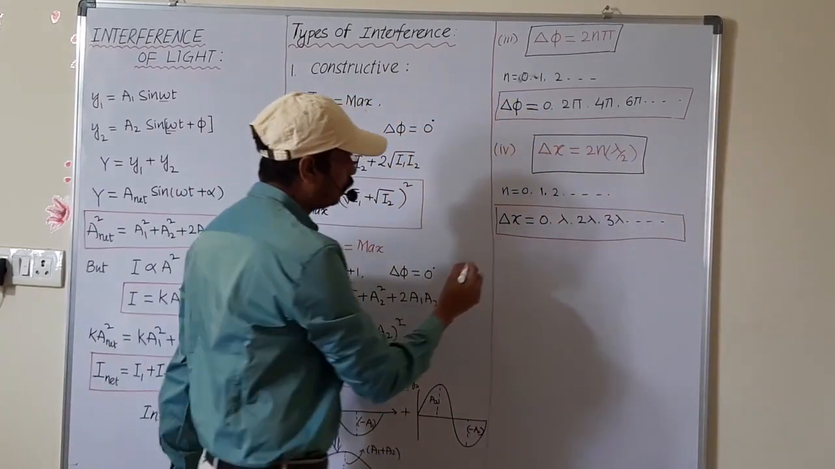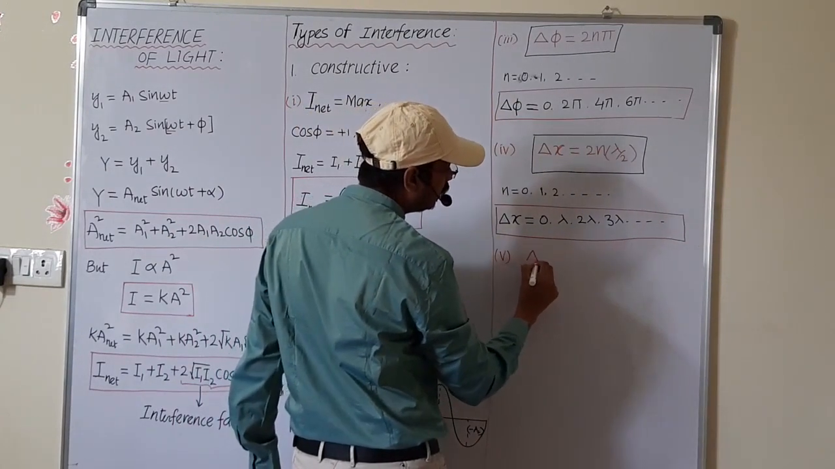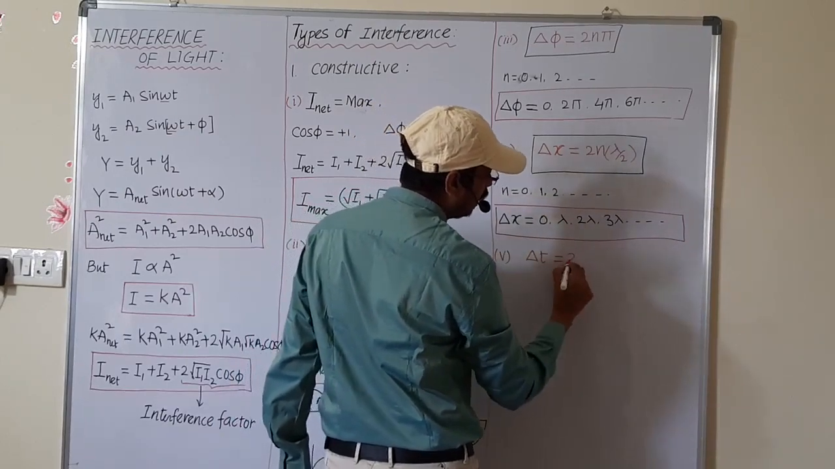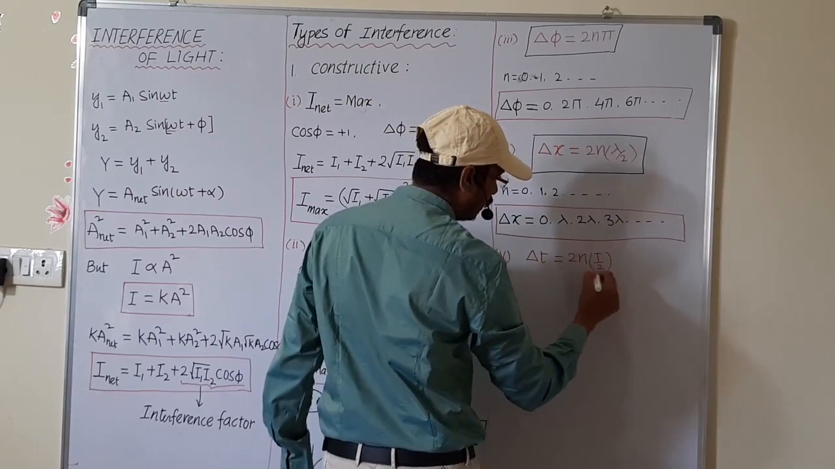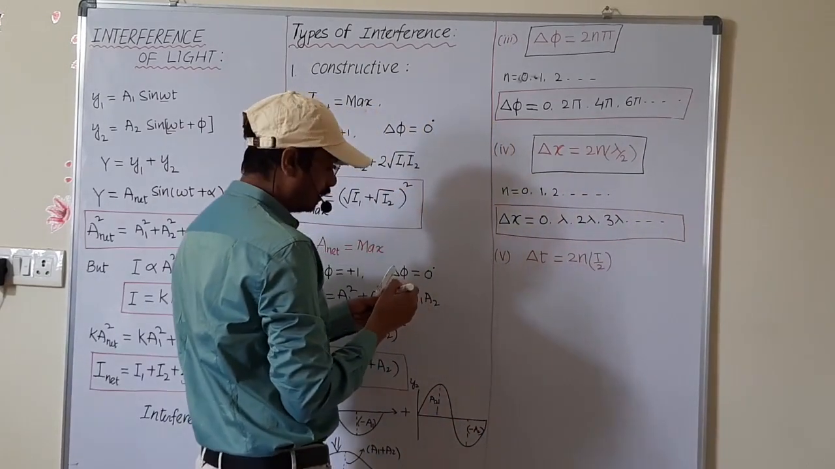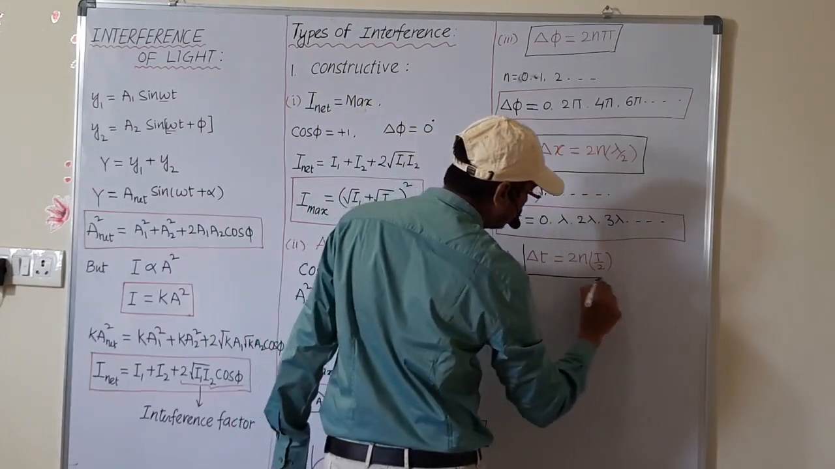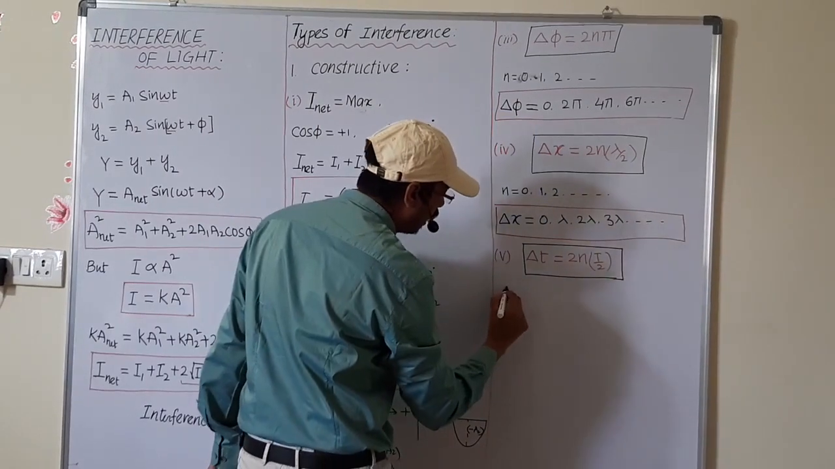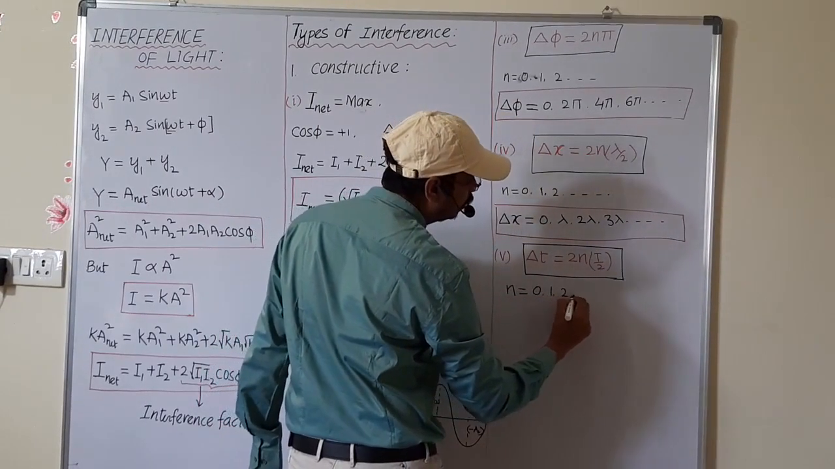The fifth point we can discuss is the time difference. The time difference is equals to even multiple of T by 2. In this time difference also, for constructive interference we have to start from n equals to 0, 1, 2, and so on.